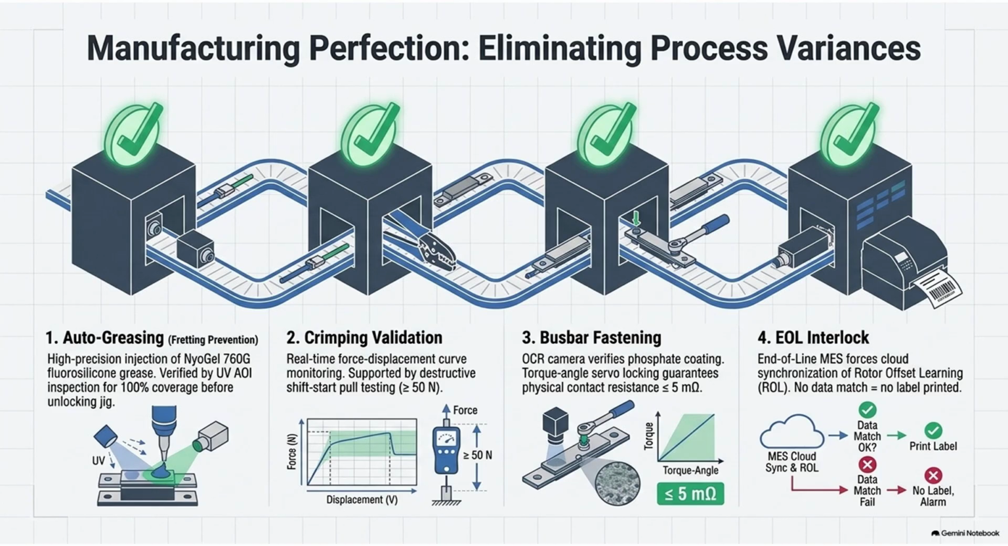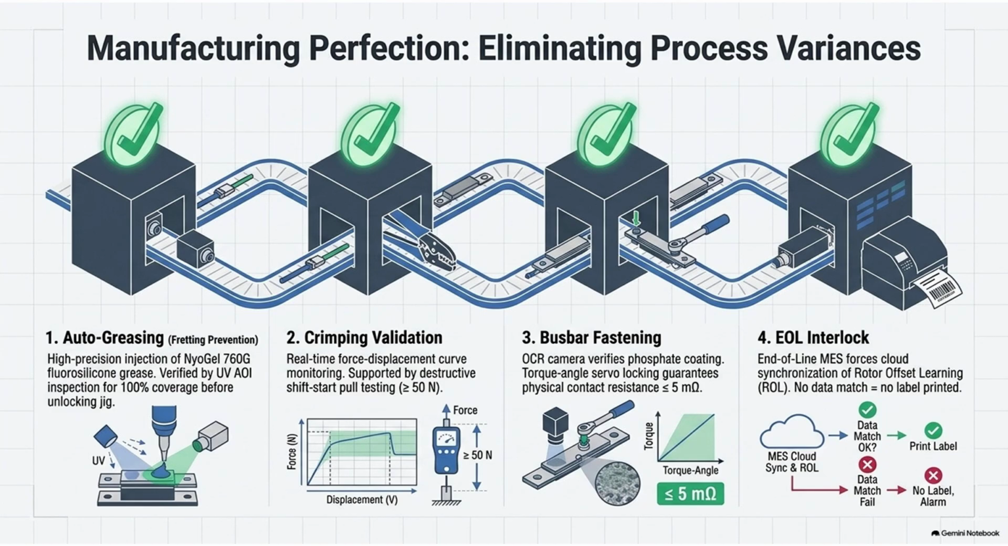Like just ignores the camera? The worker physically cannot override this. Huh. The servo screwdriver will remain electronically disabled until the OCR camera confirms the correct phosphate-coated bolt is in the tray. Wow, a hard lockout. Yes. And if the torque angle friction curve deviates during fastening, the servo registers a failure in the factory's central computer, known as the Manufacturing Execution System, or MES.